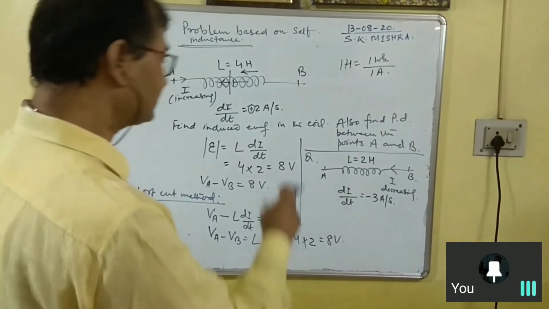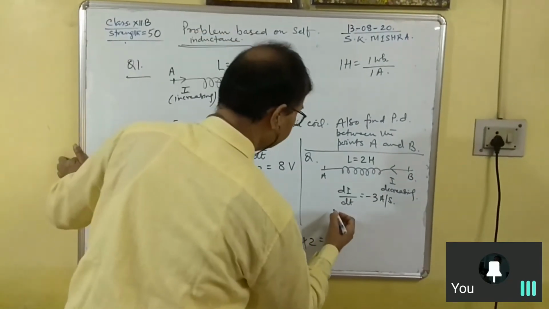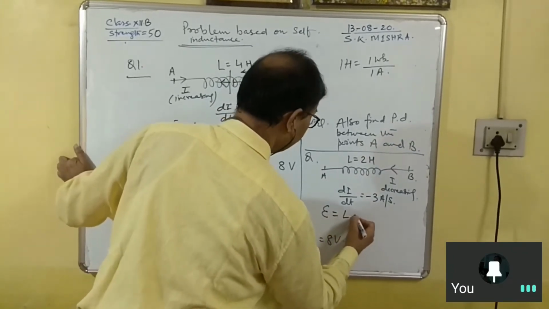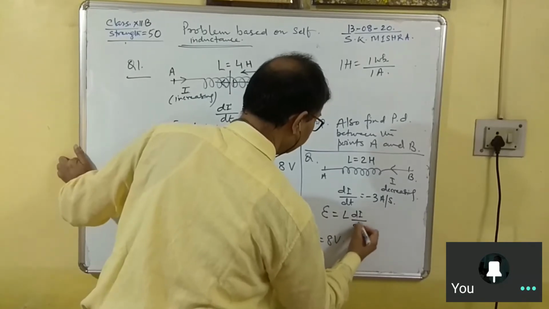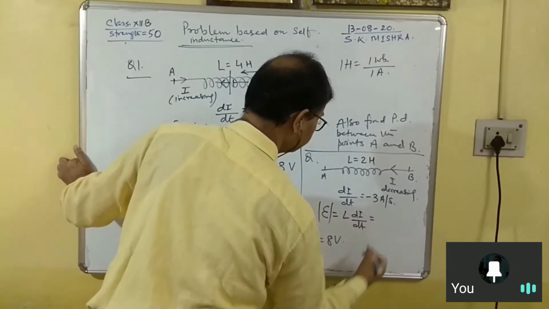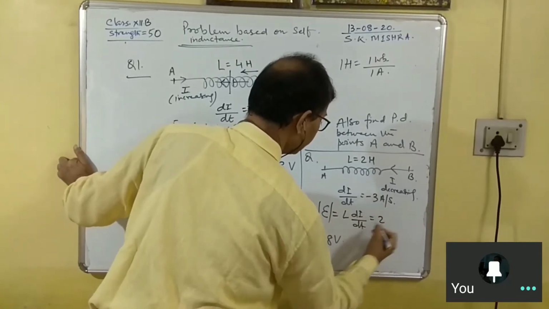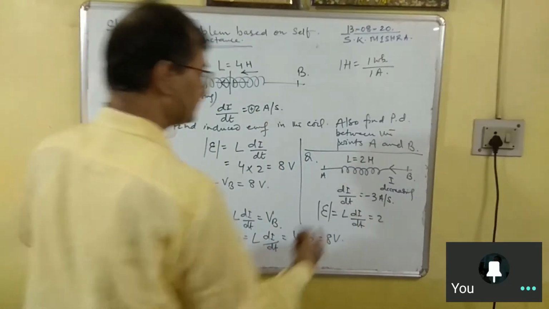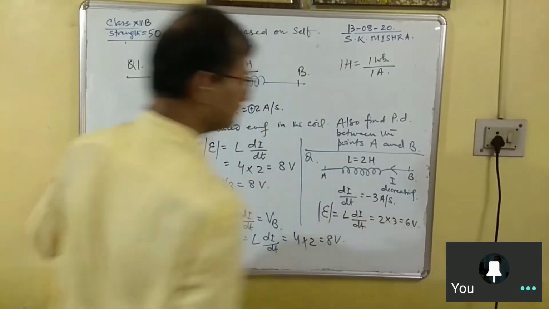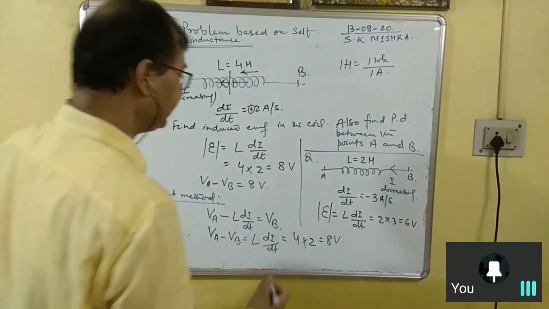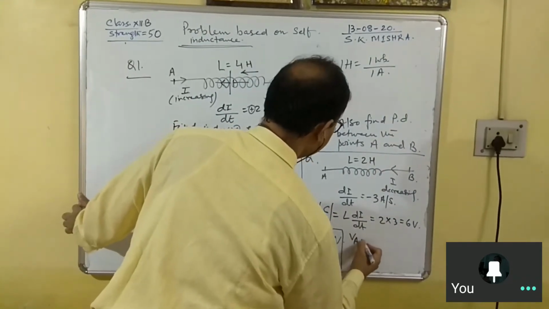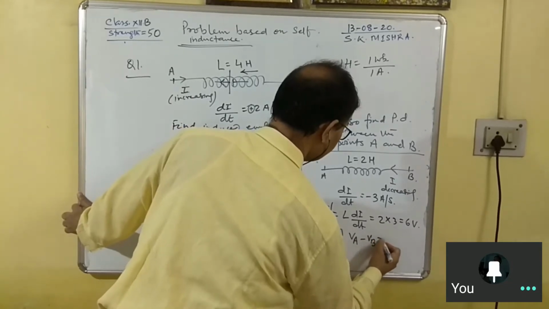So in that scenario, what is the induced EMF? The induced EMF E is equal to L di by dt. We are finding the magnitude. L is 2, and di by dt is 3 only, so this is 6 volt. But what is VA minus VB? VA minus VB, so this is L.